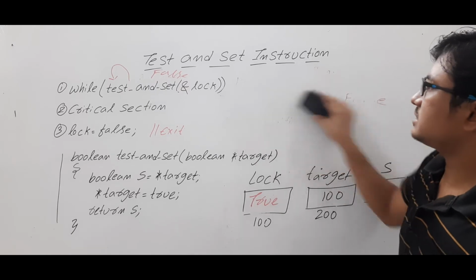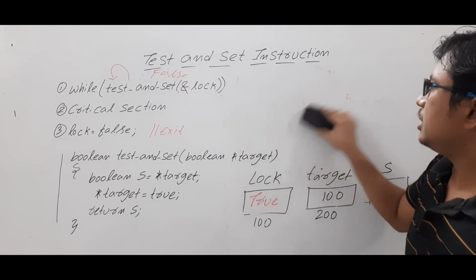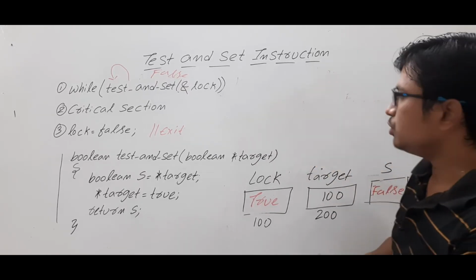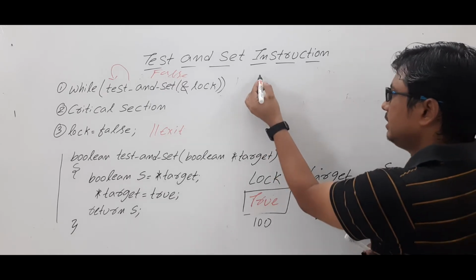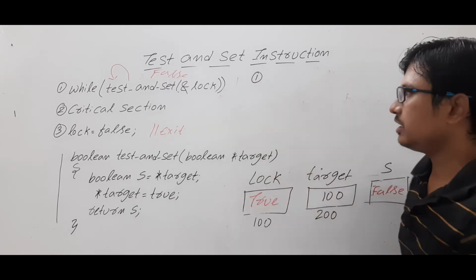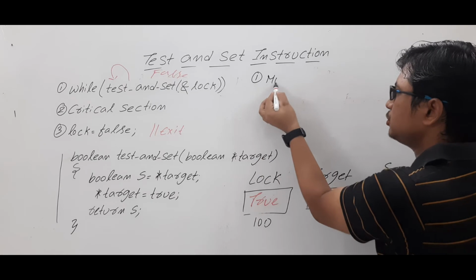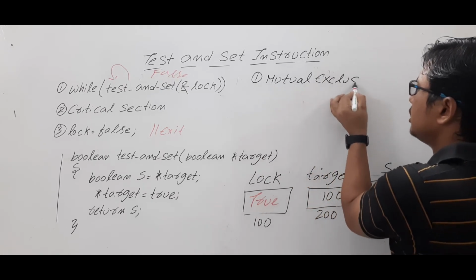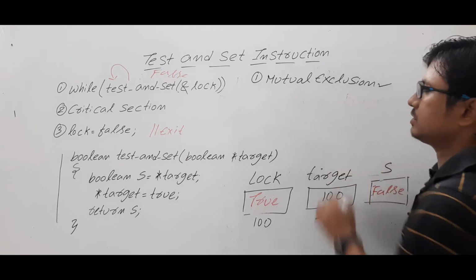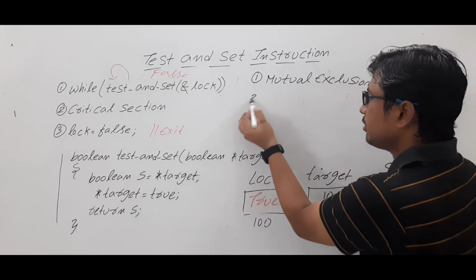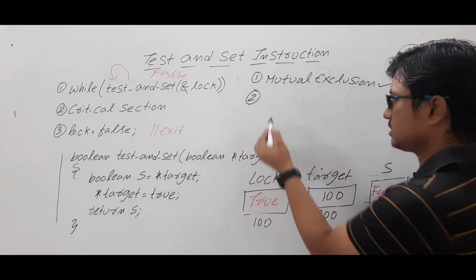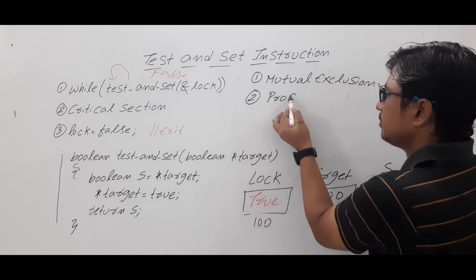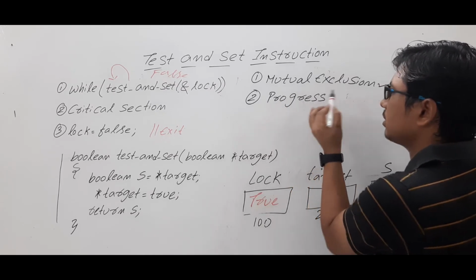So test and set instruction is able to provide the mutual exclusion. Let me write it: the primary requirements and the secondary requirements. The primary requirement is mutual exclusion. Test and set instruction is able to provide the mutual exclusion. And the second requirement is progress. Now let me check whether progress is achieved or not.